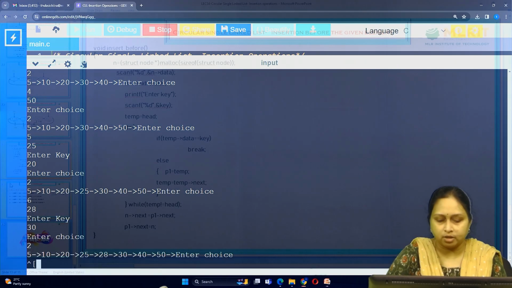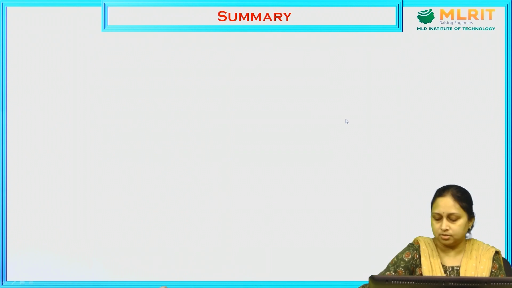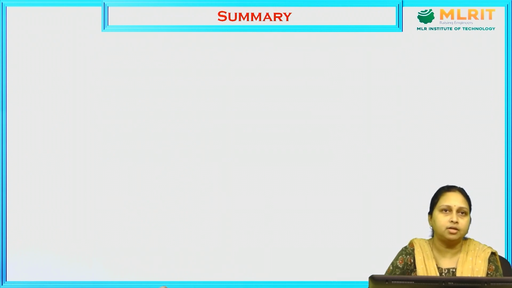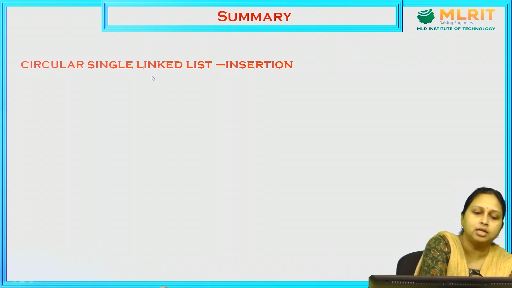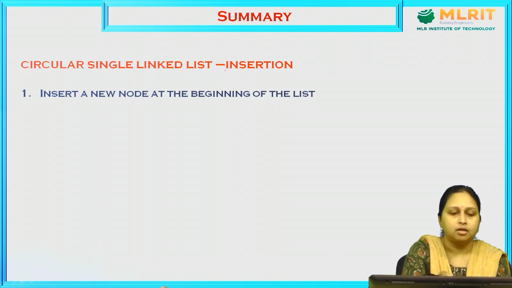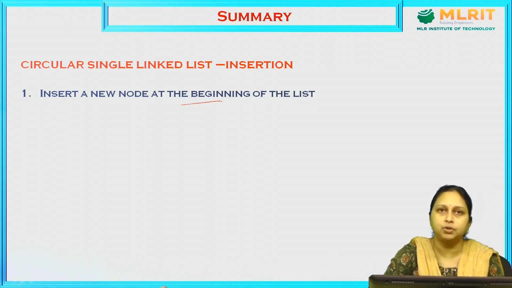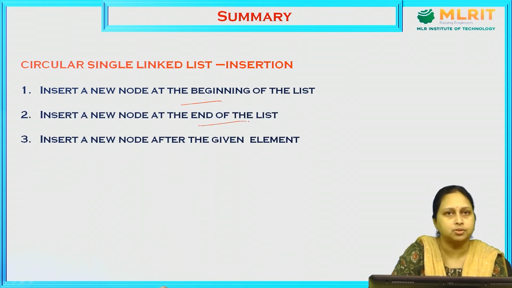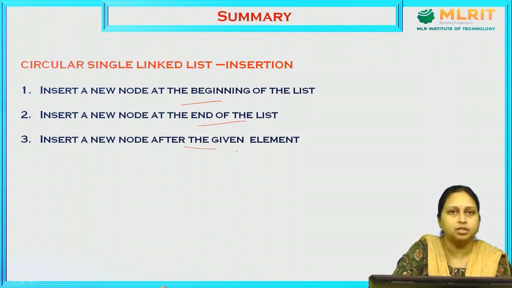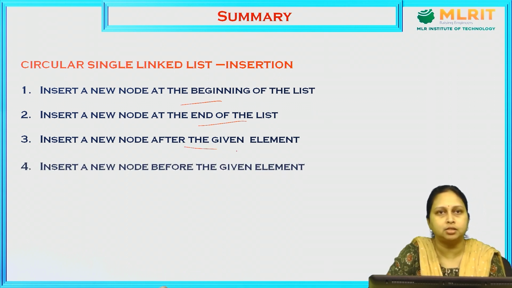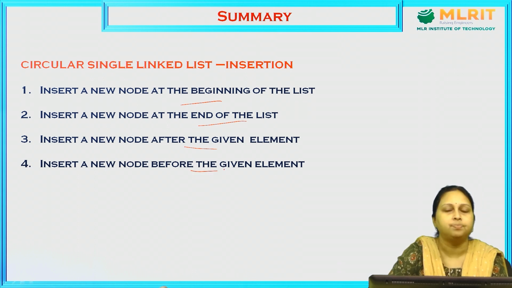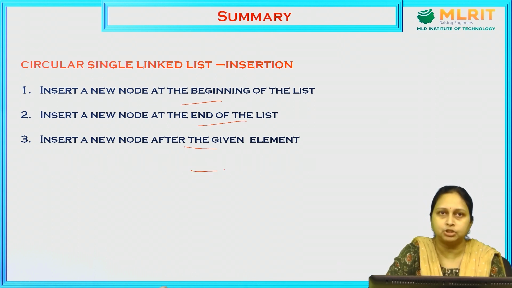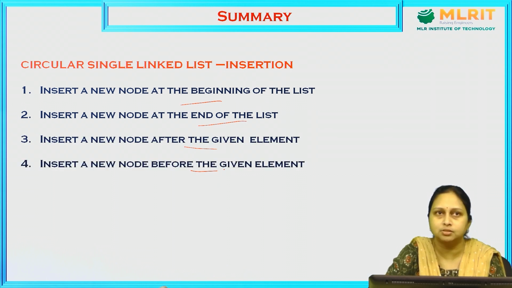And coming to the last one, the summary of this session, where we have discussed all the circular single linked list insertion operations. We discussed inserting a new node at the beginning of the list, inserting a new node at the end of the list, inserting a new node after the given element, and the last one, inserting a new node before the given element. With this I have shown you the implementation part also. We have seen the implementation of these circular single linked list insertion operations.